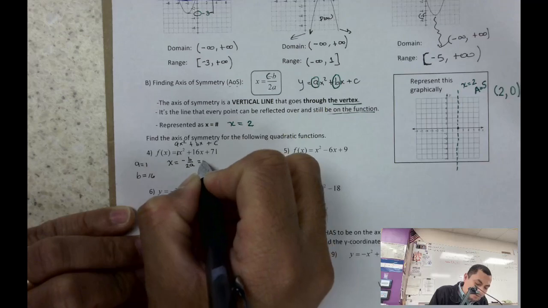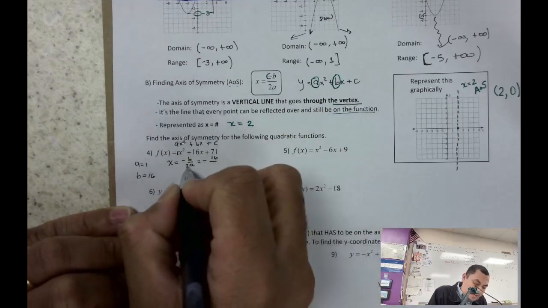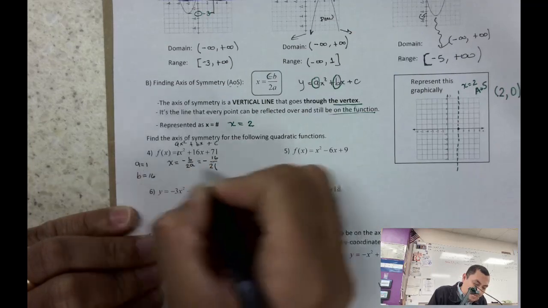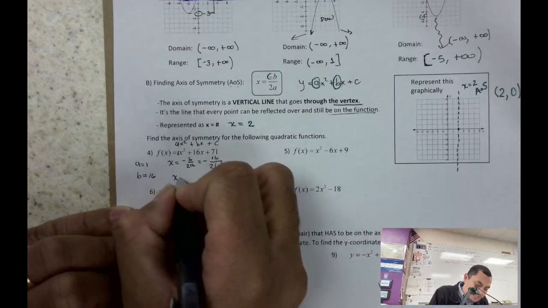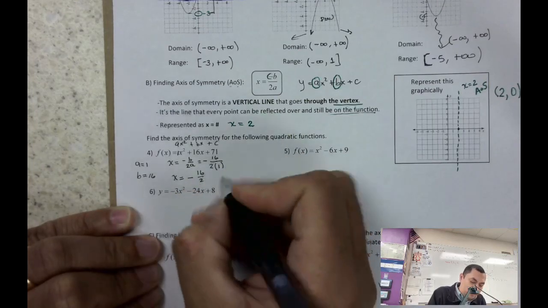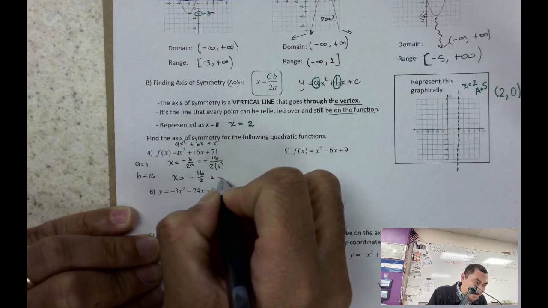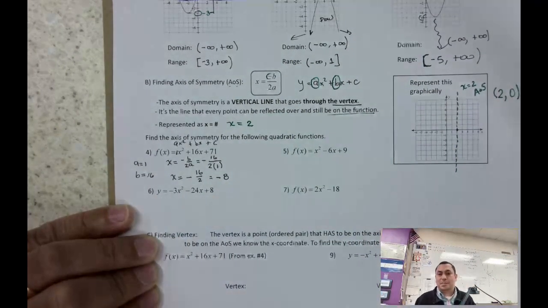What is this one equal to? Negative b is negative 16, over 2 times a, which is 1. So x is equal to negative 16 over 2, and this is equal to negative 8. So this is my axis of symmetry.